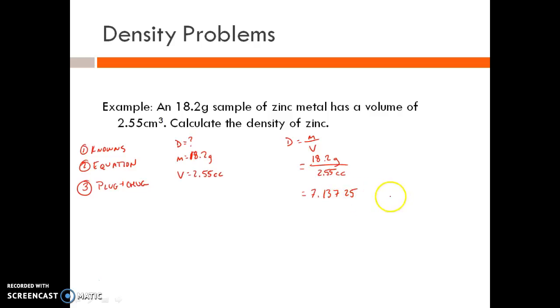7.13725, and I believe it keeps repeating if you've done this with me on a calculator, but I've only got 3 sig figs in both of my givens. And so I can only have 3 sig figs in my answer, so I'm going to round to my third sig fig, and when I do that, I get 7.14 grams per cubic centimeter, or grams per milliliter.